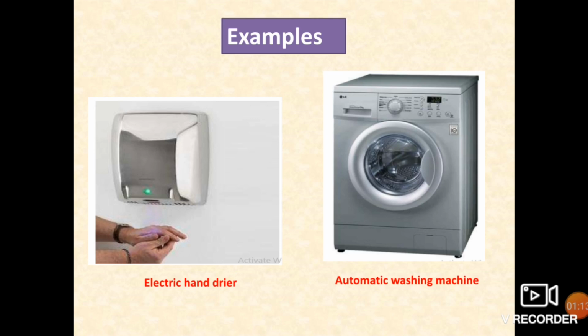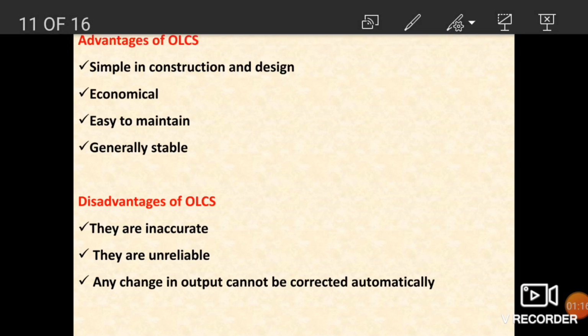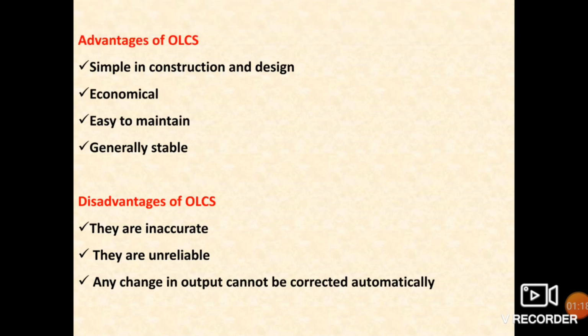Okay. Next we will see the advantages and disadvantages of the open loop control system. In our open loop control system, we had two sections: a controller and a process. So it is simple to construct and it is easy to design also.